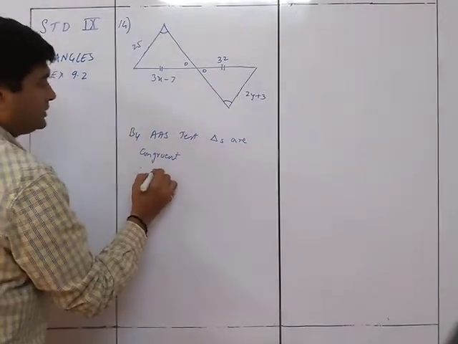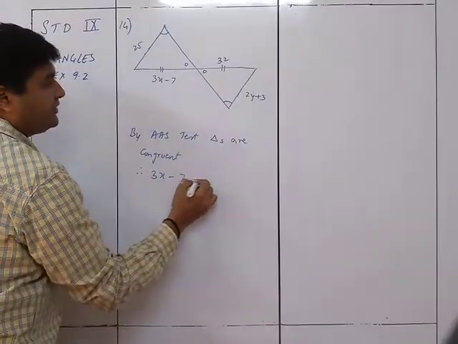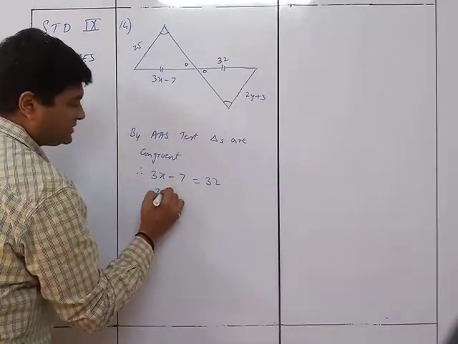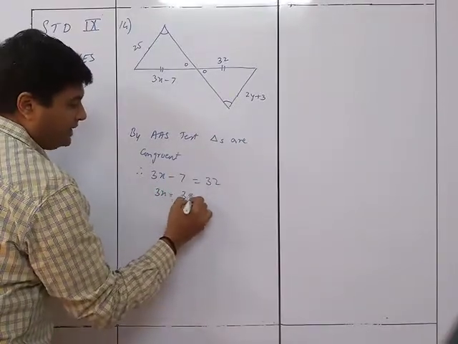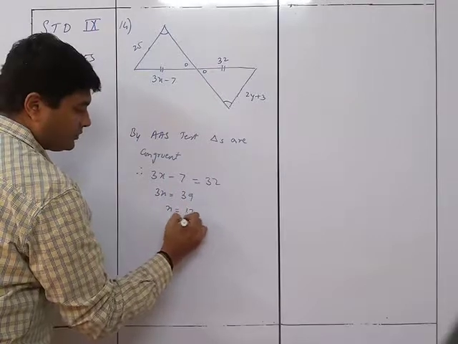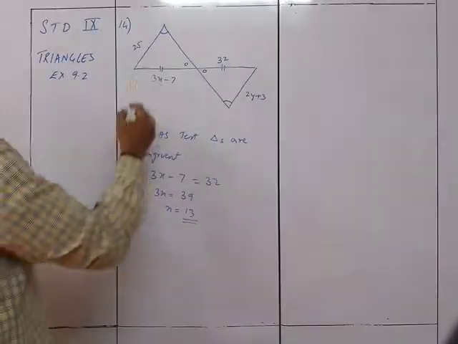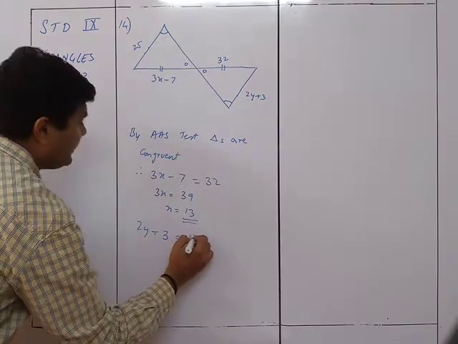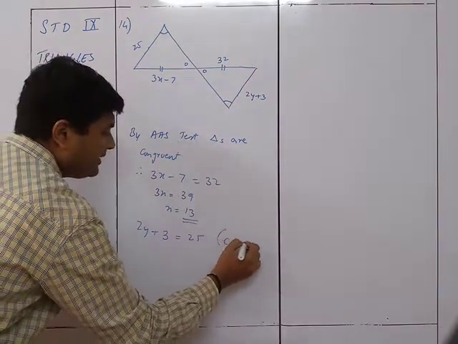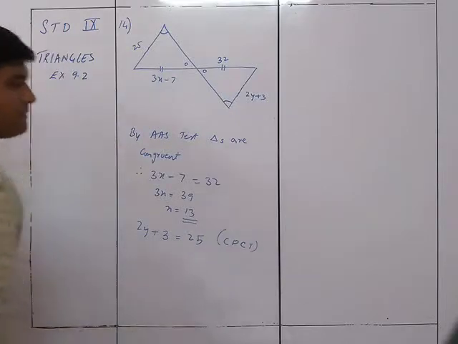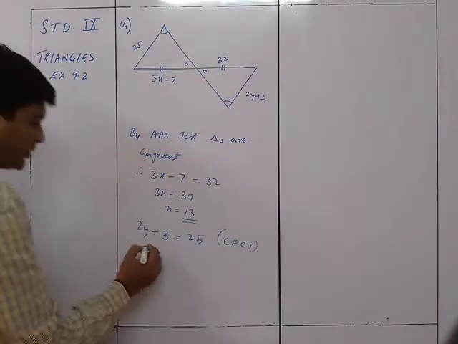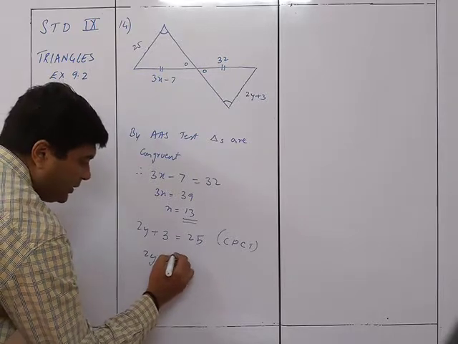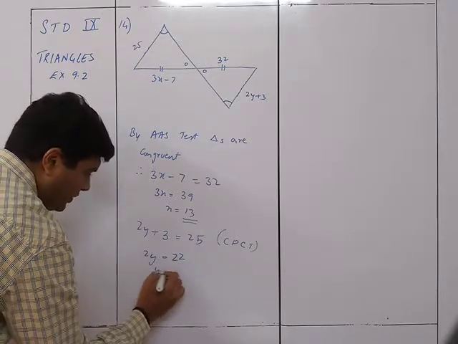Therefore, 3x minus 7 is equal to 32. That is given over here. So 3x will be 39 and x will be 13. Also, 2y plus 3 is equal to 25, and this will be because of CPCT. Okay, so 2y is equal to 25 minus 3, so 22, y will be equal to 11.